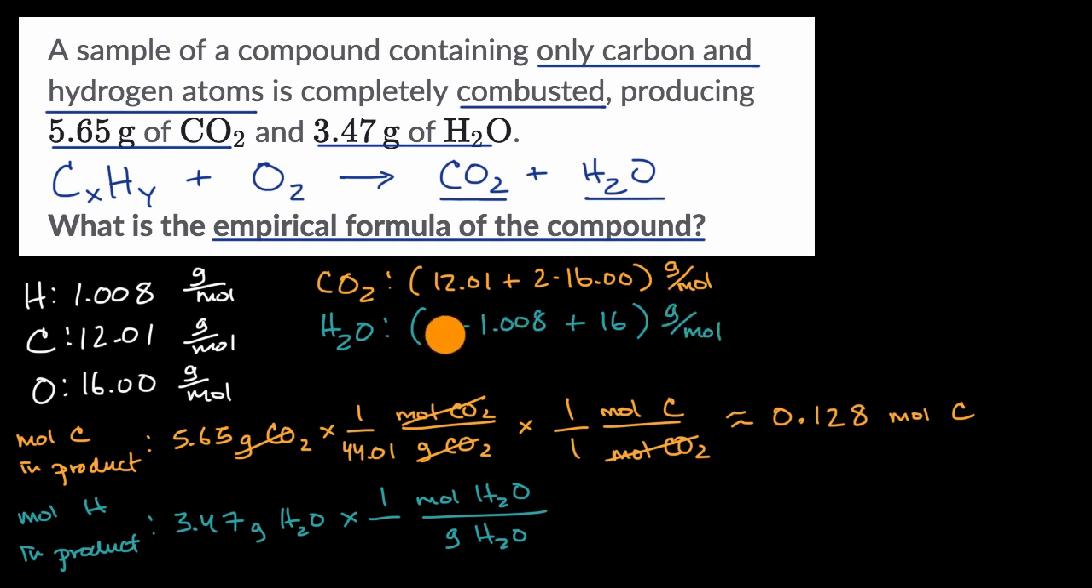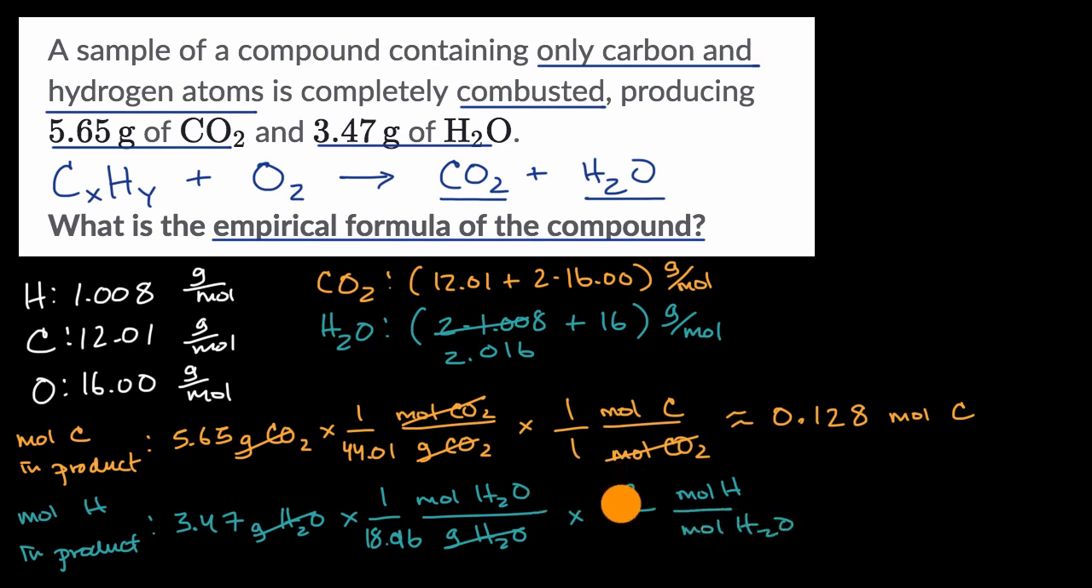So this is going to be 2 times 1.008, which is 2.016. And then you add 16 to it. It's going to be 18.016. And if I just calculated this, this would give me how many moles of water I have in my product. But I care about moles of hydrogen. And so how many moles of hydrogen do I have for every mole of water?